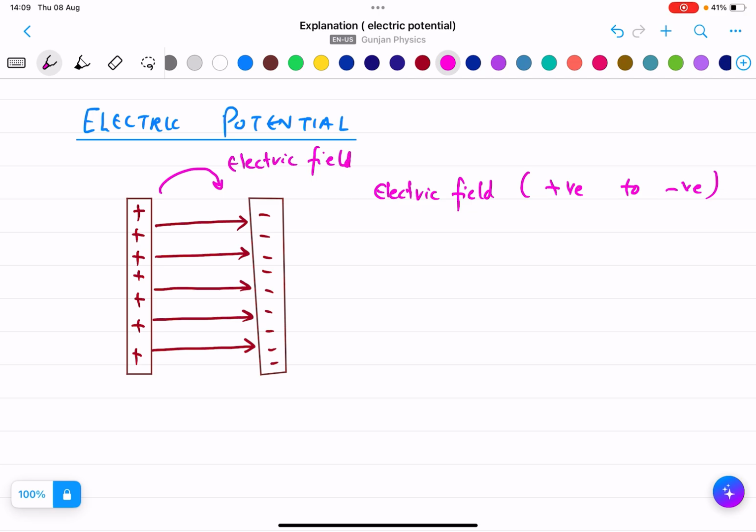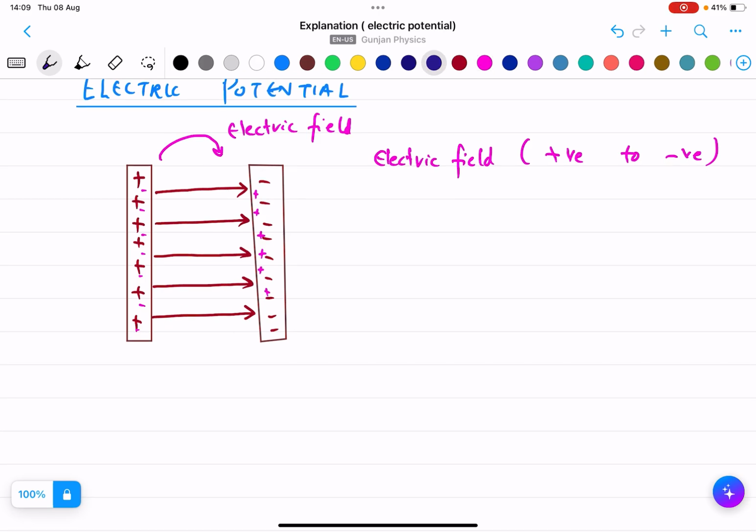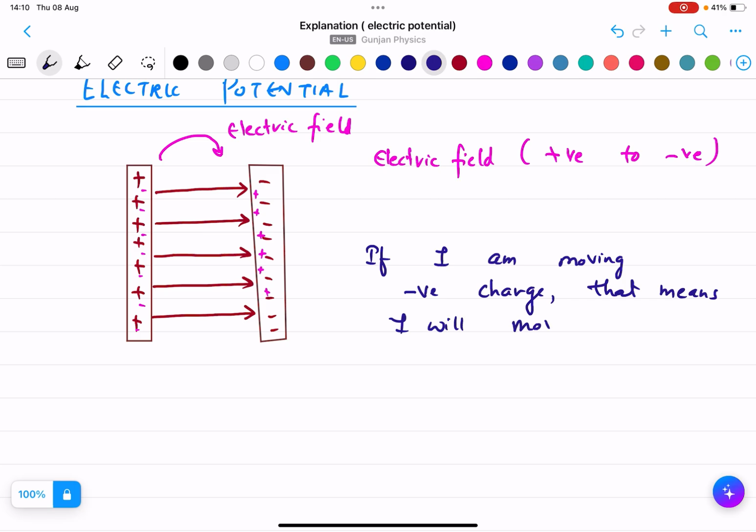Positive to negative. Now suppose this is the negative plate, and it also has positive charges, and this positive plate also has negative charges. I'm just writing so you understand. If I am moving a negative charge, that means I will move along the electric field.